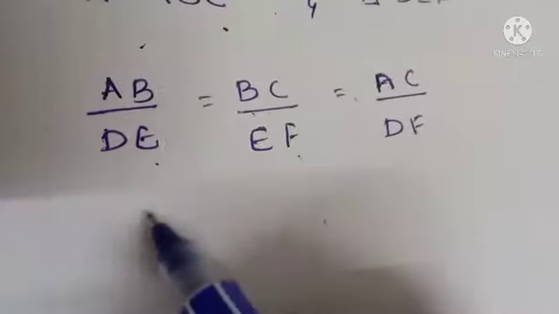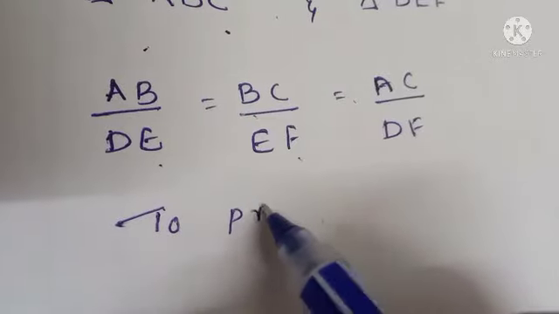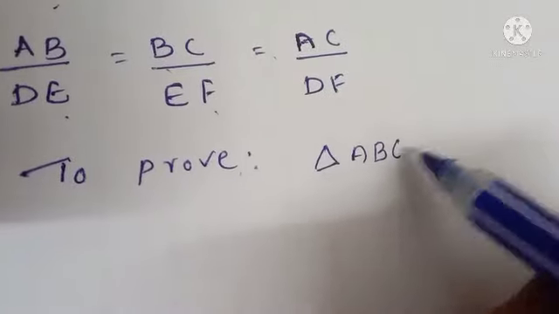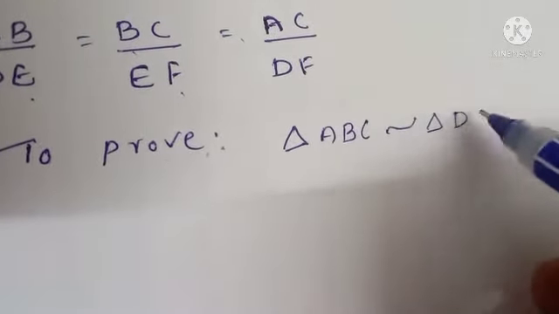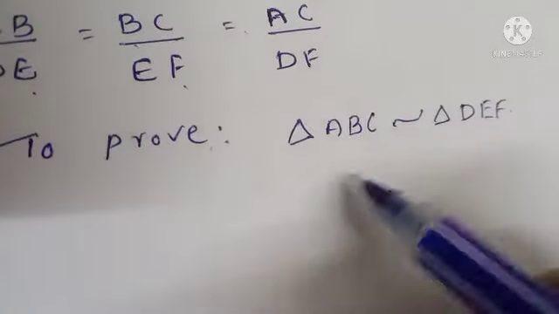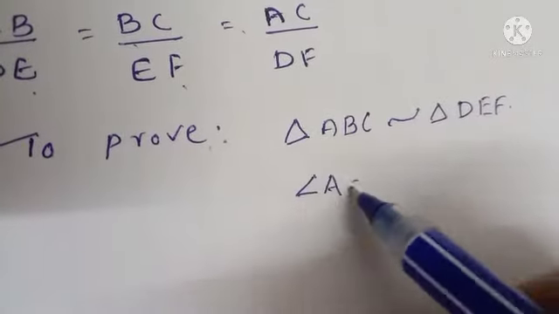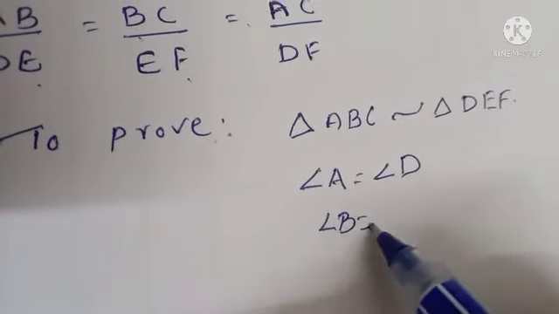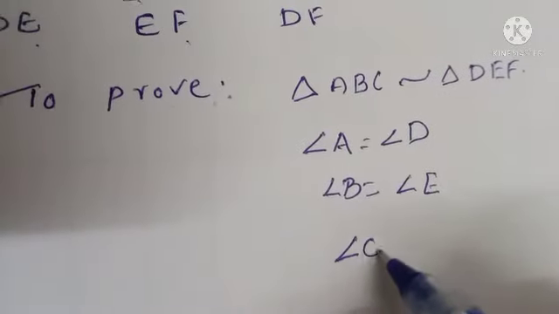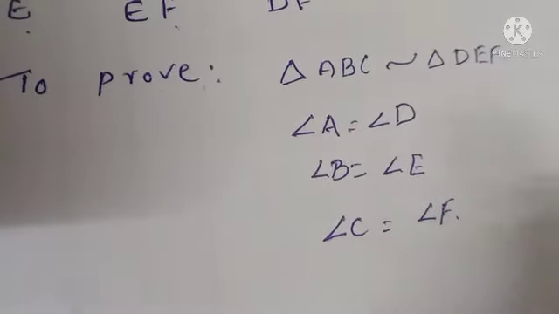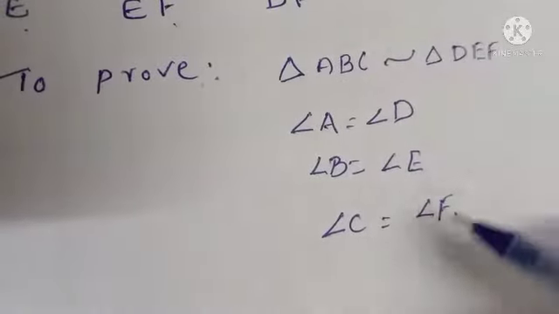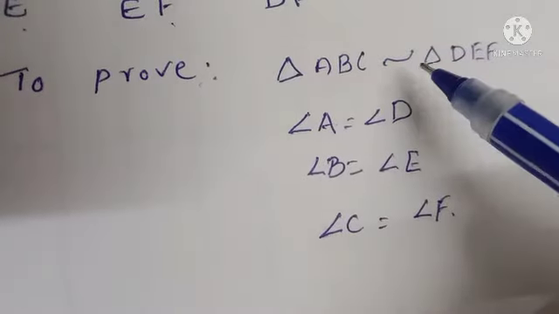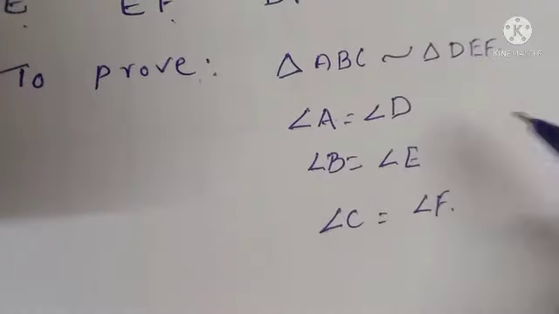Then what we have to prove? Next we have to write: to prove. We have to prove triangle ABC is similar to triangle DEF. For that what we have to show? Corresponding angles are equal. So angle A equals angle D, angle B equals angle E, and angle C equals angle F. So all these we have to prove. First we have to prove the corresponding angles are equal, and hence the triangles are similar.